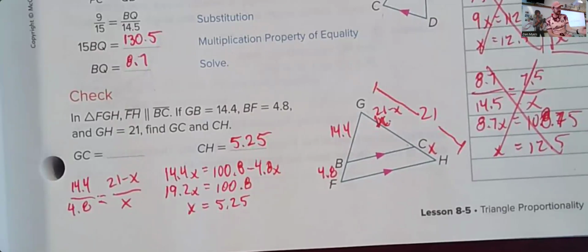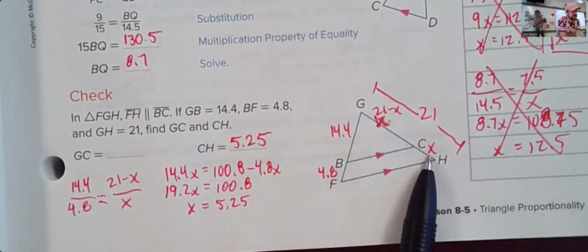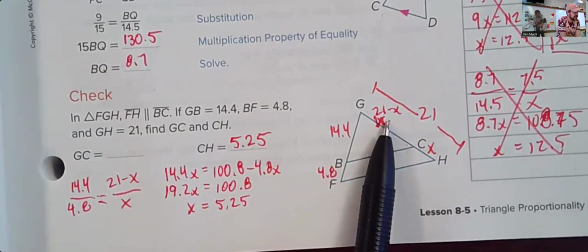All right, so what's 21 minus 5.25? Because this is 21 minus X. If this is 5.25, this would be 21 minus 5.25. 15.75.